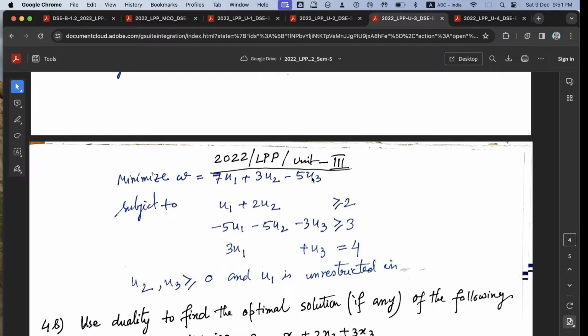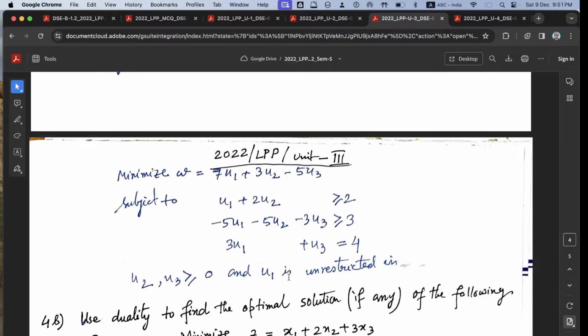plus 3 u2 minus 5 u3, subject to u1 plus 2 u2 greater than or equal to 2, minus 5 u1 minus 5 u2 minus 3 u3 greater than or equal to 3, 3 u1 plus u3 greater than or equal to 4, and u2, u3 greater than or equal to 0, and u1 is unrestricted in sign.